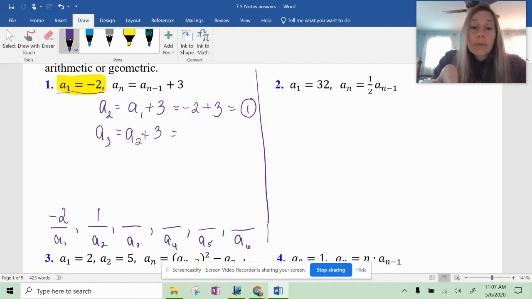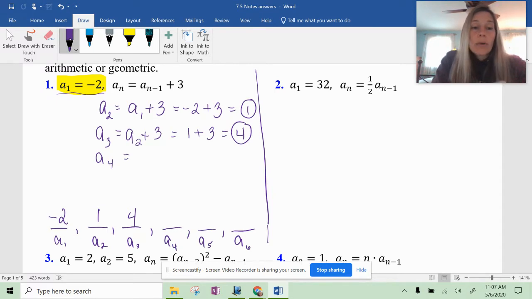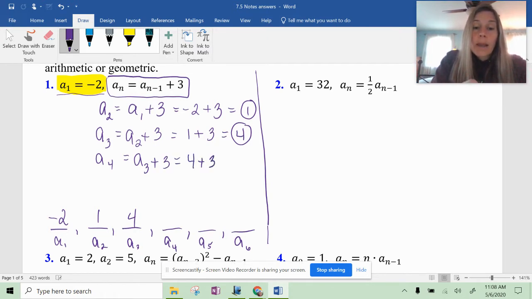Well, my second term in the sequence was 1, and 1 plus 3 is 4. So you might start seeing that pattern emerge now. To get any number in the sequence using this recursive rule, you're taking the preceding number. So if I'm finding the 4th term, it would be taking the 3rd term and adding 3 to it. Well, my 3rd term was 4, so if I add 3 to that, I get 7.